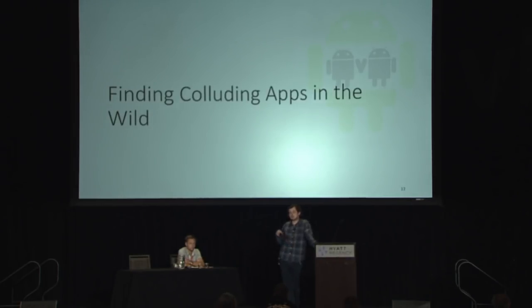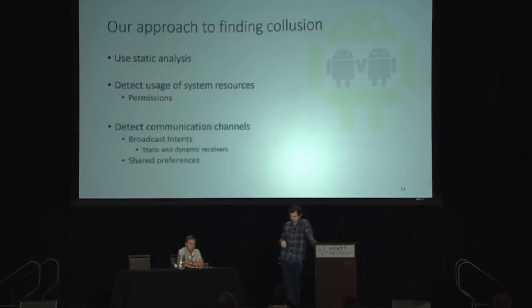So knowing the communication channels, knowing the possible threats, what we did was to develop an approach by using static analysis. We took a data set from Intel Security, and we used static analysis to extract mainly the permissions used by the applications and then the communication channels. And by communication channels, I mean, as I said before, the intents, mostly broadcast intents, with also the static and dynamic broadcast receivers, and also how applications were using the shared preferences files.